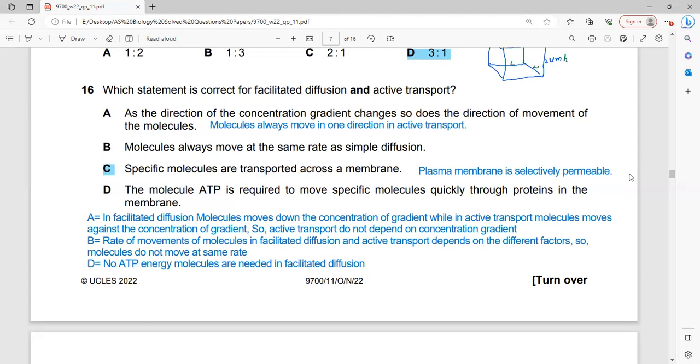B: the molecule always moves at the same rate as simple diffusion.